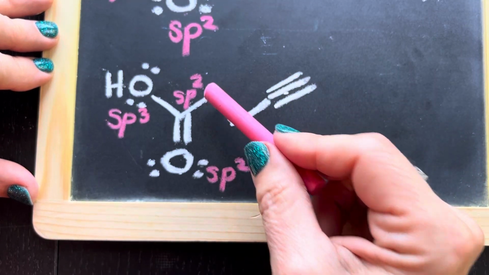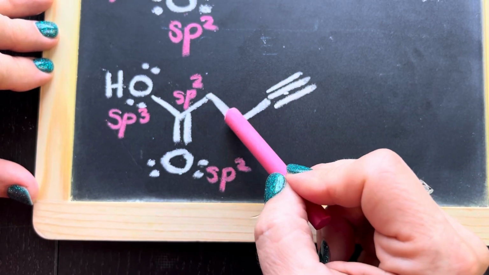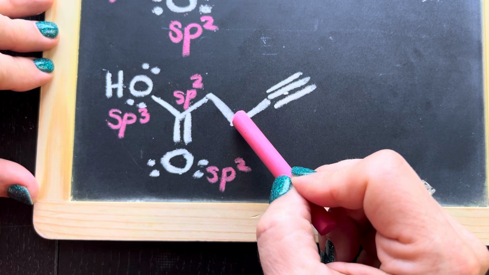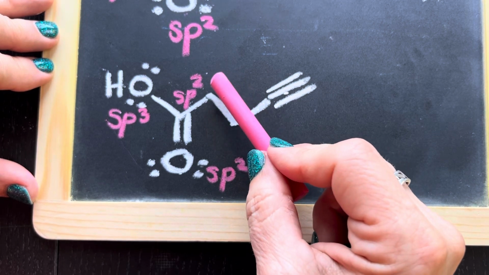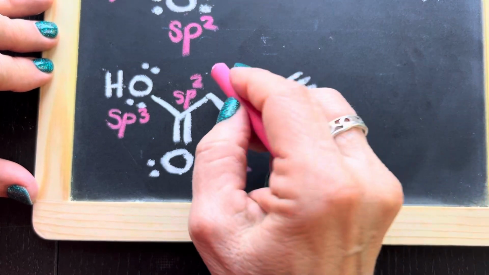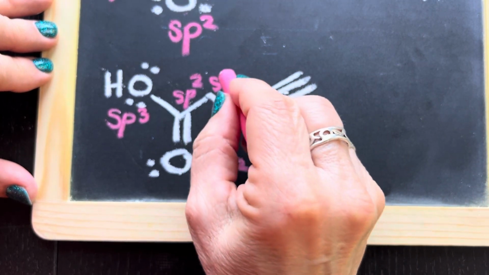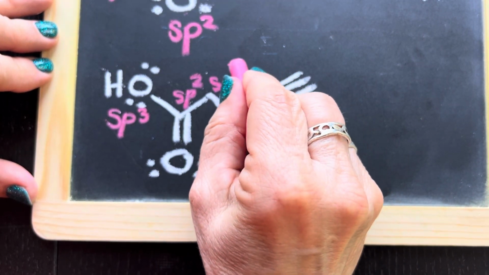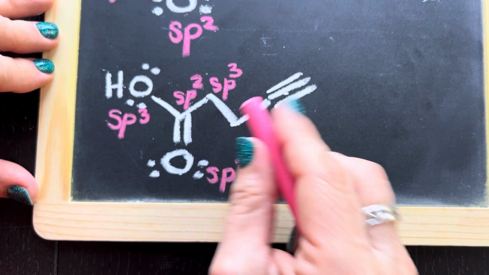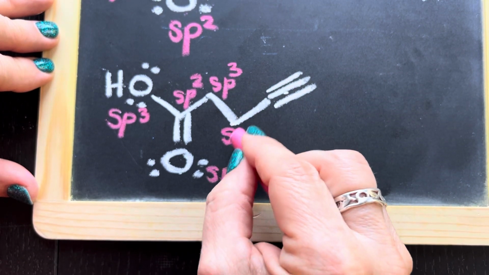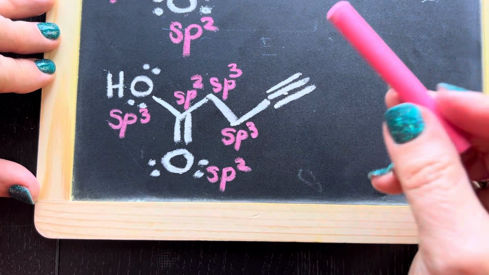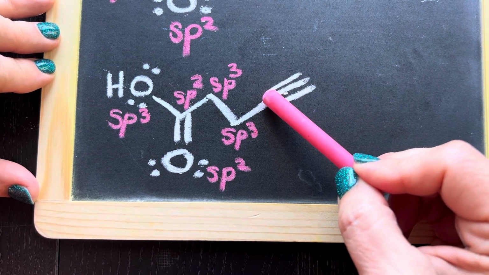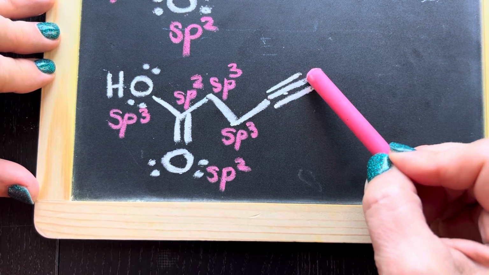This carbon here single bonds to the 2 carbons around it and the 2 hydrogens that are implied but not shown. So there's sp3, and same with this one, sp3. Okay.